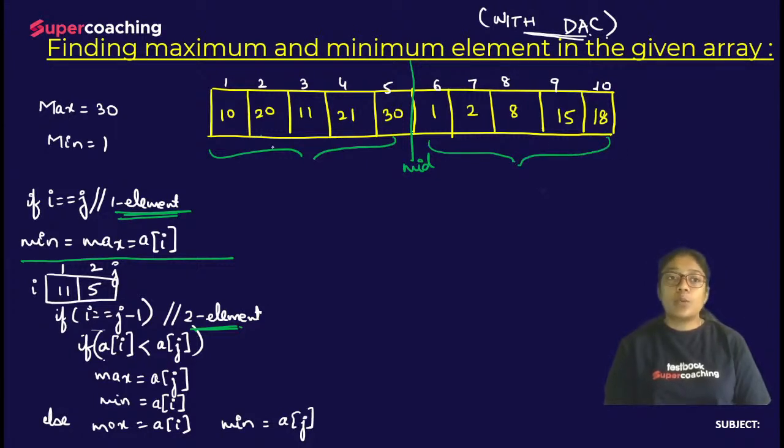Since it's not matching with any of the termination conditions, again we'll find out the mid. 1 plus 5 is 6, divided by 2 is 3. So in the first part you have 3 elements: 1, 2, 3. Again, this is not the smaller one. So what I'm saying is, here we have the elements 1, 2, 3.